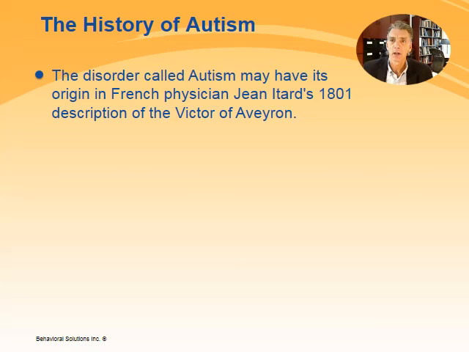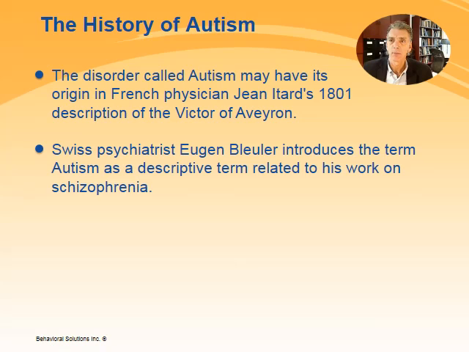Jumping forward nearly 100 years, Eugene Bleuler, who first defined schizophrenia, introduced the term autism as a descriptive term for certain aspects of what he was observing in patients with schizophrenia. He was identifying characteristics of aloofness or ambivalence to the world around the individual.